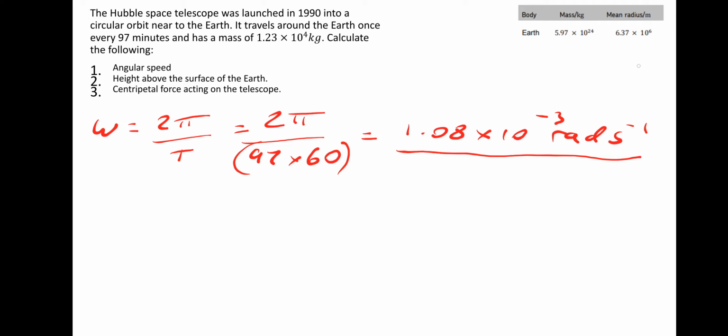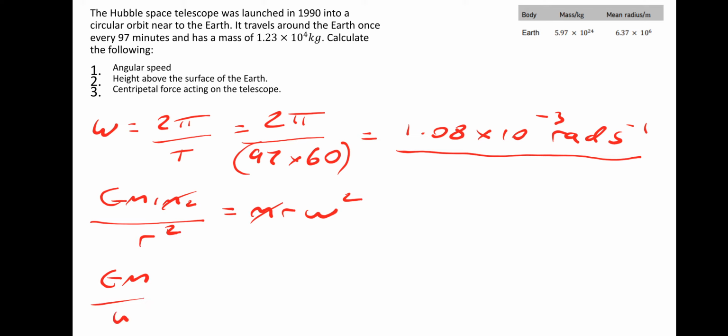So height above the surface of the Earth, we can do the gravitational force, G m1 m2 over r squared, equal to the centripetal force, but this time instead of mv squared over r, we're going to use the m r omega squared version. So the masses cancel. And if we rearrange, we get GM divided by omega squared would give us r cubed. So we just need to sub our values in that we know to calculate the orbital radius. Then we can get the height above the surface of the Earth.